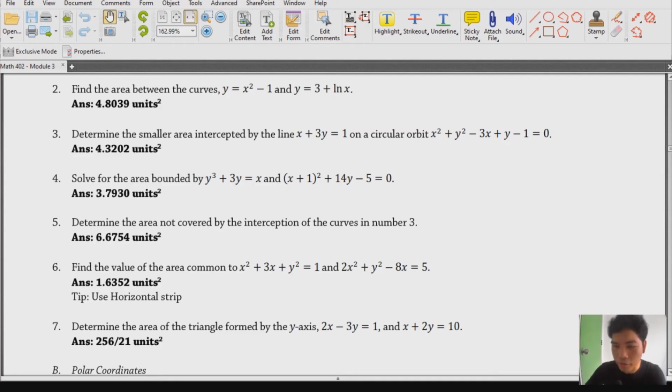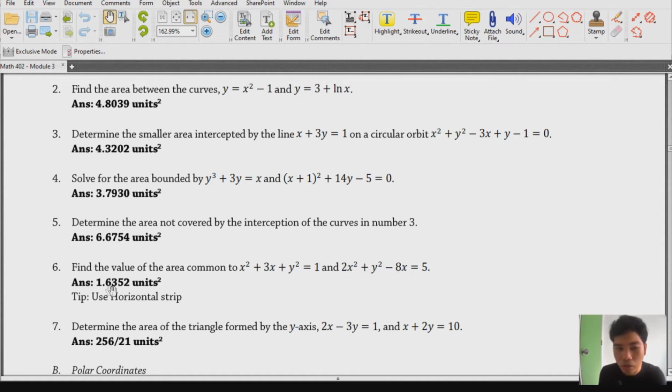Okay. So for number 6, we have find the value of the area common. So, pag sinabi natin common, ito yung area between, di ba? So, common to x squared plus 3x plus y squared is equal to 1. So, kung natatandaan nyo yung inyong mga discussions in analytic geometry, so this is a circle kasi nga same lang yung coefficients ng x and then y squared. And 2x squared plus y squared minus 8x is equal to 5. So, for this case, diba, meron tayong positive values for x squared and then y squared, pero yung x natin has a greater coefficient, so this is practically an ellipse.